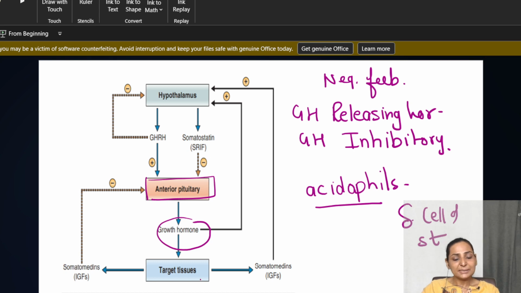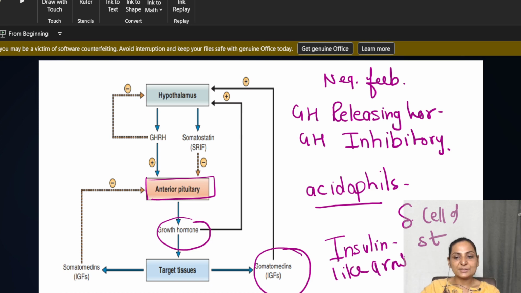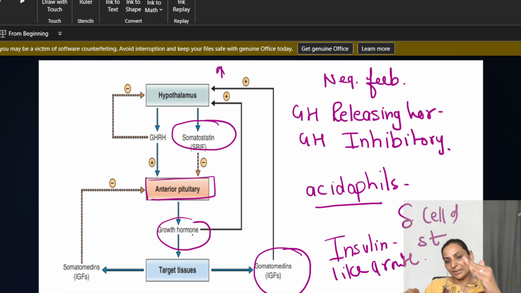Apart from this, there are target tissues, especially the liver, which synthesize somatomedin. This somatomedin is what is called insulin-like growth factor. Okay, it is insulin-like growth factor. This insulin-like growth factor or somatomedin increases the synthesis of somatostatin. And somatostatin then inhibits growth hormone. That means somatomedins also provide a negative feedback mechanism via somatostatin to inhibit growth hormone.